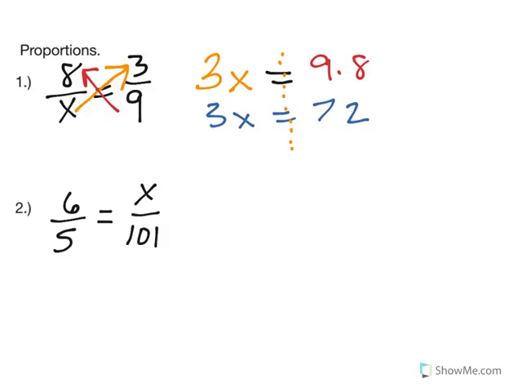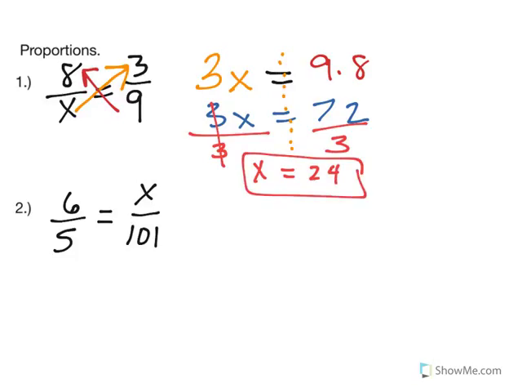And on the left, since I have 3 times x, the opposite of multiply is divide. So I will divide each side by 3. 3 over 3 is 1, so I end up with 1x equals 24. And so you will notice that this value of x is 24. So we would say that 8 over 24 is equal to 3 over 9.